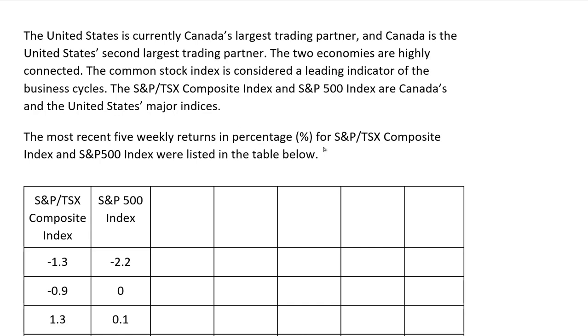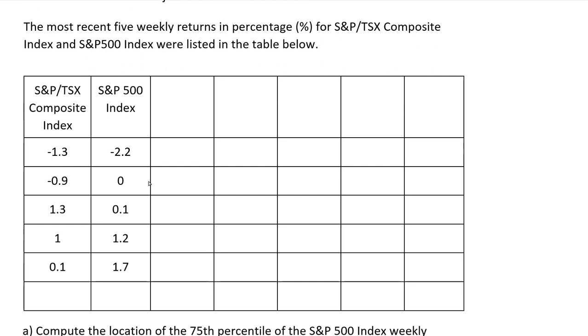The most recent 5 weekly returns in percentage for the S&P TSX Composite Index and S&P 500 Index were listed in the table below. Okay, so down below here we've got our table. You can see that there are 1, 2, 3, 4, 5 rows here where we have an index and a return for the TSX Composite. So these look very similar. I'm just going to highlight here that this is the TSX Composite and this is the 500.